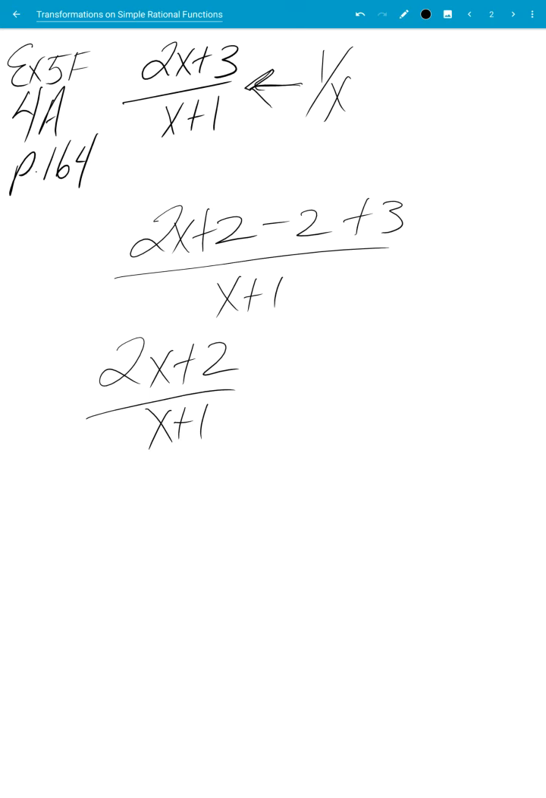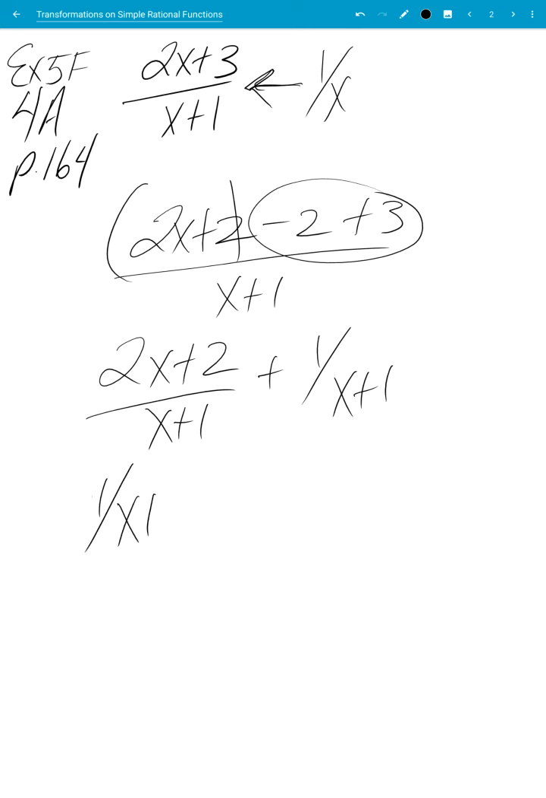And then this is here, this is going to be plus 1 over x plus 1. Okay, and I regroup these this way, and then this was left over here. So this 2 comes out, and I want to rearrange this. I'll put this over here. So I got the 1 over x plus 1, and then this thing here, it reduces to just 2.